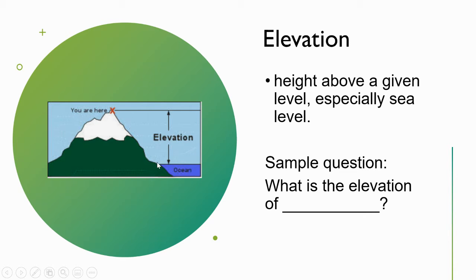So we can see in this picture, this is the ocean, and we're going to look at how high this land right here is. And this is going to be called the elevation. So we would say the elevation of this mountain is, or the elevation of this land is, and it's going to give us a number. Okay, could be maybe like 1,000 feet above sea level or 100,000 feet above sea level. We don't know. That's what you're going to find out on your research.